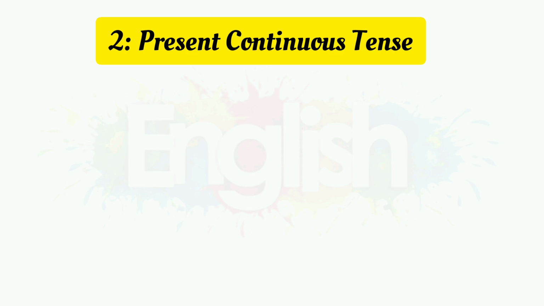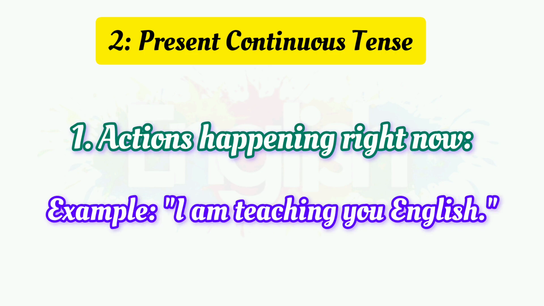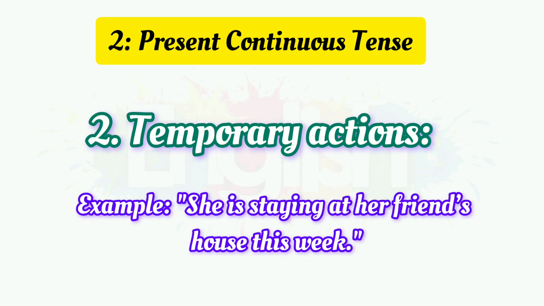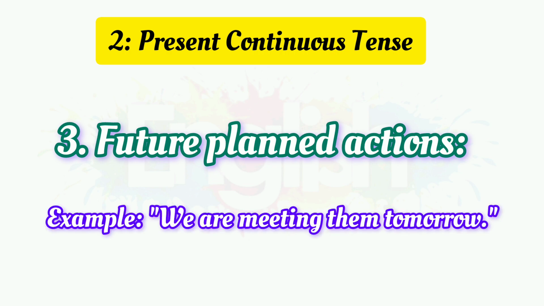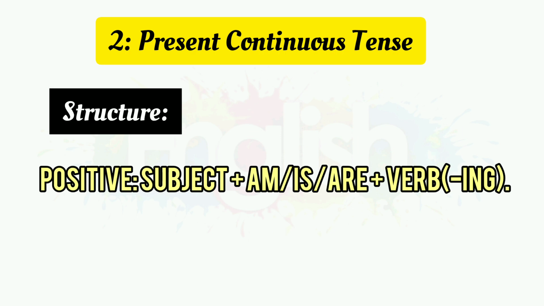2. Present continuous tense. 1. Actions happening right now. Example, I am teaching you English. 2. Temporary actions. Example, she is staying at her friend's house this week. 3. Future planned actions. Example, we are meeting them tomorrow.